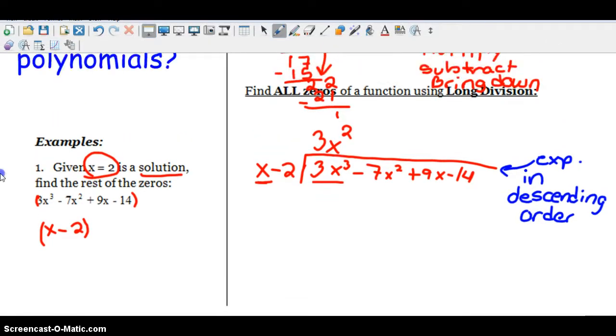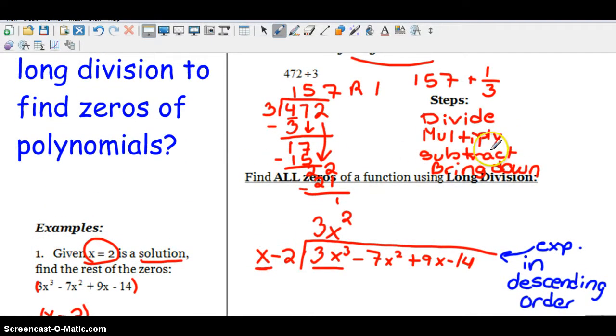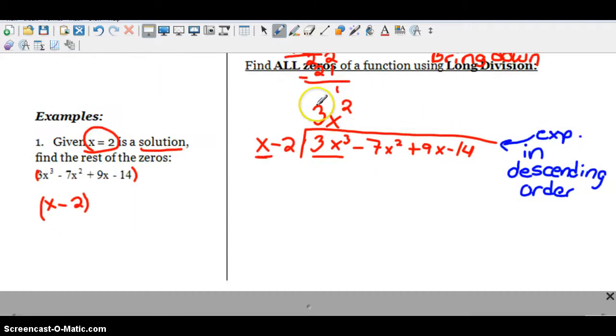So my next step is to multiply, then subtract, then bring down. Okay, so multiply is next. 3x squared multiplies by x, and I get 3x cubed. That works out really well, because when I subtract, it will cancel. Since I have two terms here, I need to make sure that I distribute to both terms. So 3x squared times x is 3x cubed. 3x squared times negative 2 gives me negative 6x squared.